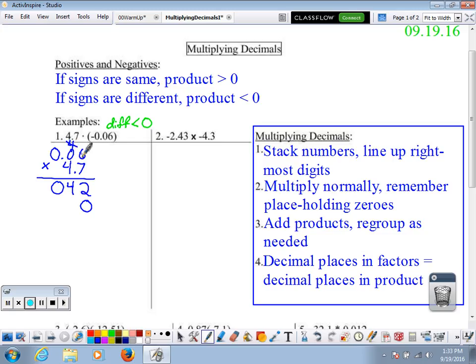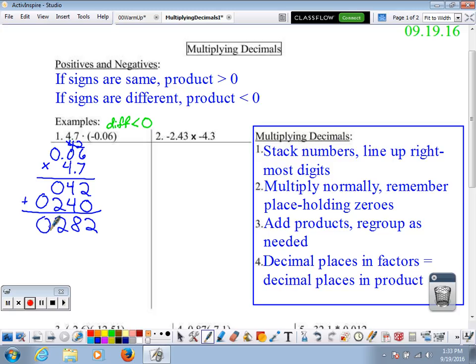Okay, so 4 times 6 gives me 24. I write the 4, bring the 2 up top. 4 times 0 is 0, plus 2 gives me 2. And 4 times 0 is 0 again. Okay, now I can add these columns. I multiply normally. I remember those place-holding zeros. Now time to add those products. Okay, so 2 and 0 is 2. 4 and 4 is 8. 0 and 2 is another 2. 0 and nothing, and I bring down 0.